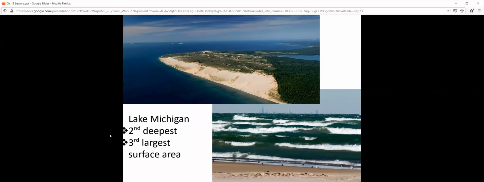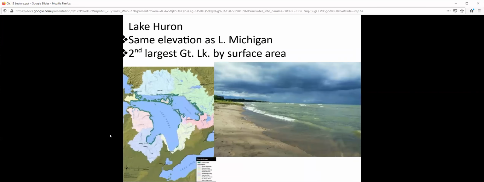Lake Michigan, second deepest and third largest surface area lake in the world. A lot warmer than Lake Superior. Nextly, we get to Lake Huron, which has the same elevation as Lake Michigan. If you go across the Mackinac Bridge, there's no locks there, really. You can just drive right across it. That's the second largest Great Lake by surface area. So Lake Huron is actually larger than Lake Michigan, but smaller than Lake Superior.